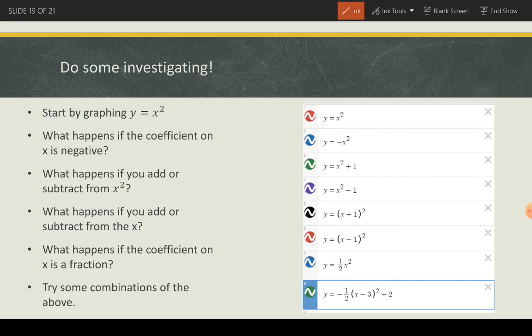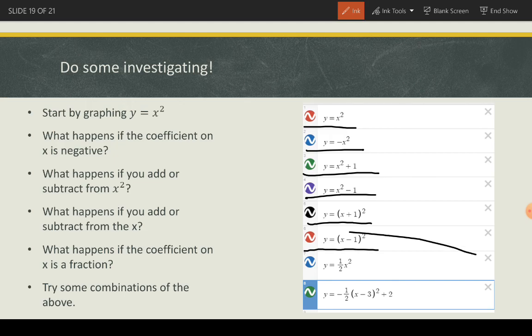I wrote all these down on this side here. So you want to type in y equals x squared, y equals -x squared, y equals x squared plus 1, y equals x squared minus 1. One at a time, of course. Don't put all of them in at once. Just go through one at a time. Then you're going to do y equals x plus 1 squared. And then type in y equals x minus 1 squared. And then I want you to see what happens if the coefficient on the x is a fraction. Okay? And see what happens there. So just choose a couple of these to go ahead and type into desmos.com and see what happens with those graphs.